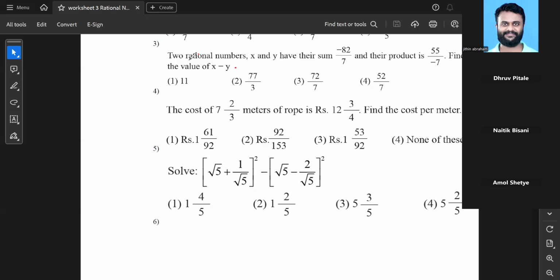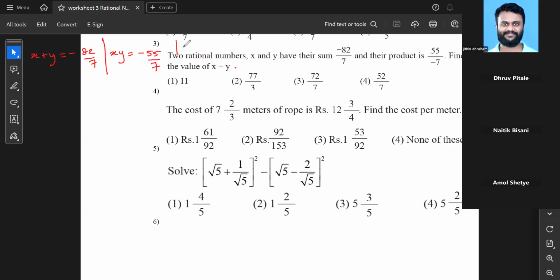So this problem goes like this. There are two rational numbers x and y. They have their sum, so basically they have said that x plus y is equal to minus 82 upon 7. Another is x multiplied by y is equal to 55 upon minus 7. I've already told you the negative sign you are always supposed to bring to the numerator whenever you see it in the denominator. So while writing itself, I'm going to write it in the numerator, for my convenience. And you know that we can do that.